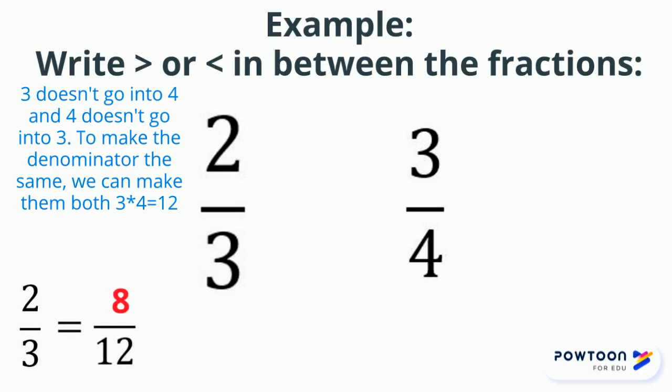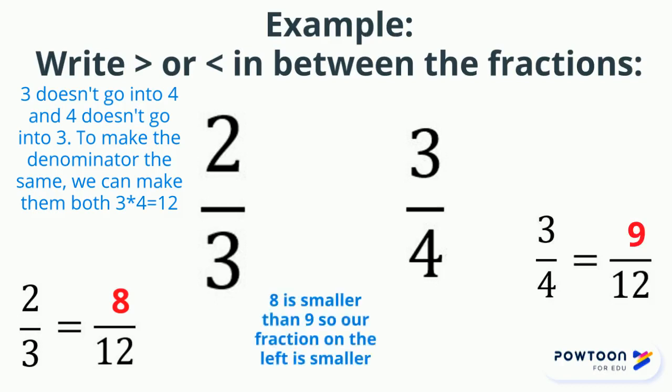I also need to do the same thing with 3/4. So that's going to become 9/12. Again, I'm just doing this by saying how many times does the bottom number go into 12, and I will multiply the top number by that amount. Now just compare 8 to 9, so 8 is smaller, so 2/3 is going to be smaller than 3/4.